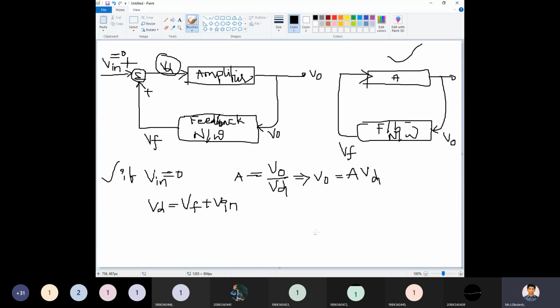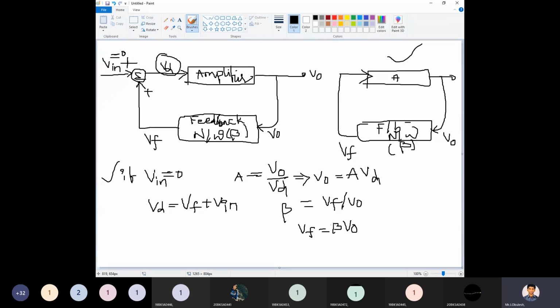Okay now, here we have the feedback network beta. From this block, the beta value is equal to Vf by V naught. Then Vf is equal to beta into V naught.